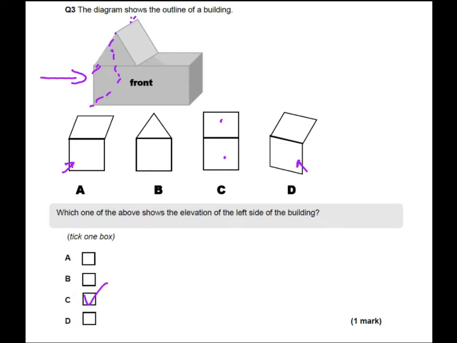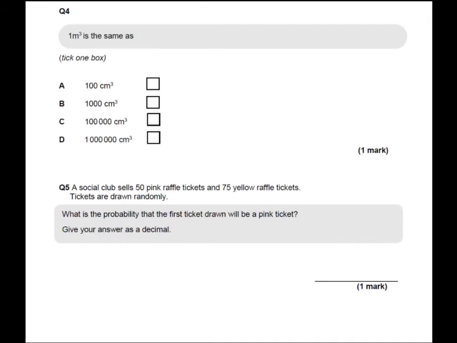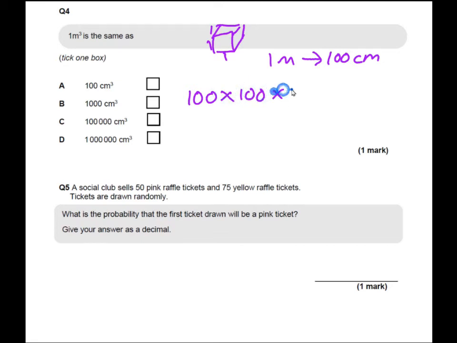Question 4. 1 metre cubed is the same as which of these options in centimetres cubed. So we know that 1 metre cubed means we have a cube with 1 metre by 1 metre by 1 metre. So all we need to do is convert each of those three dimensions into centimetres. So 1 metre is 100 centimetres. And what it's asking us to do is multiply 100 by 100 by 100.